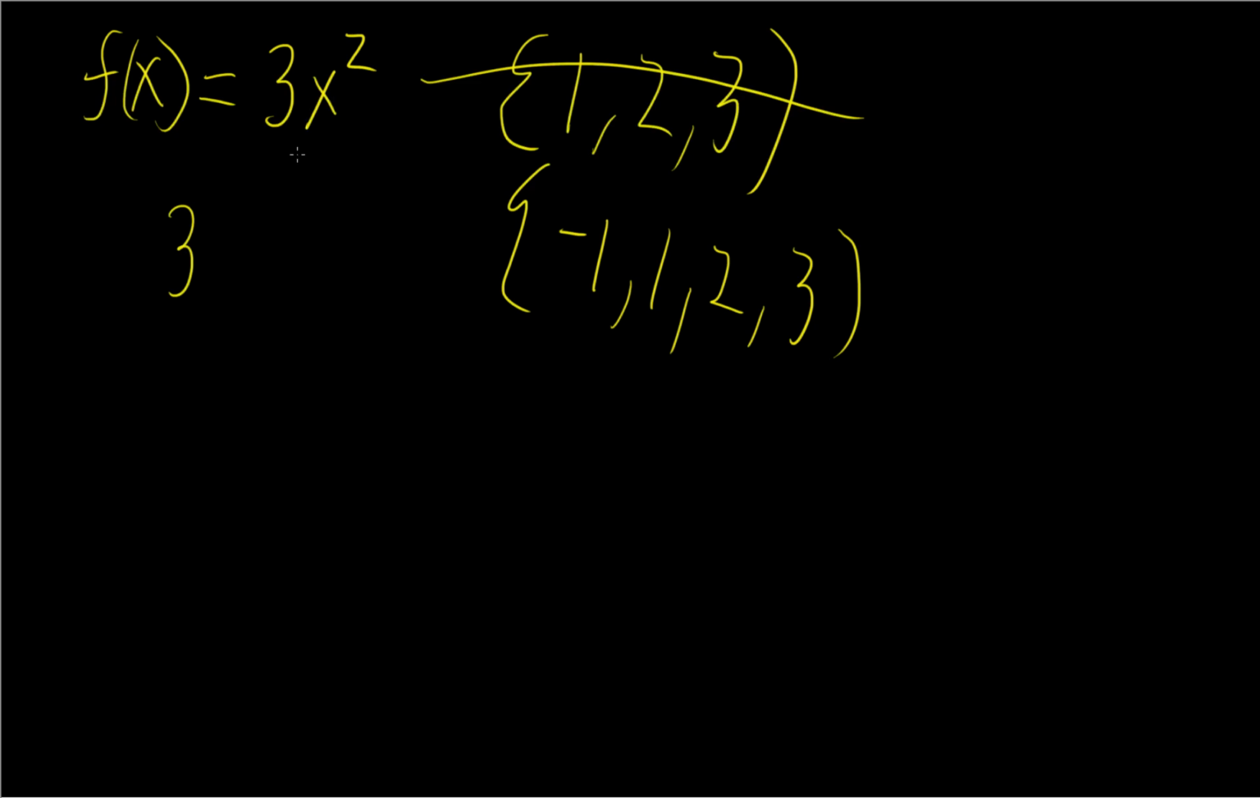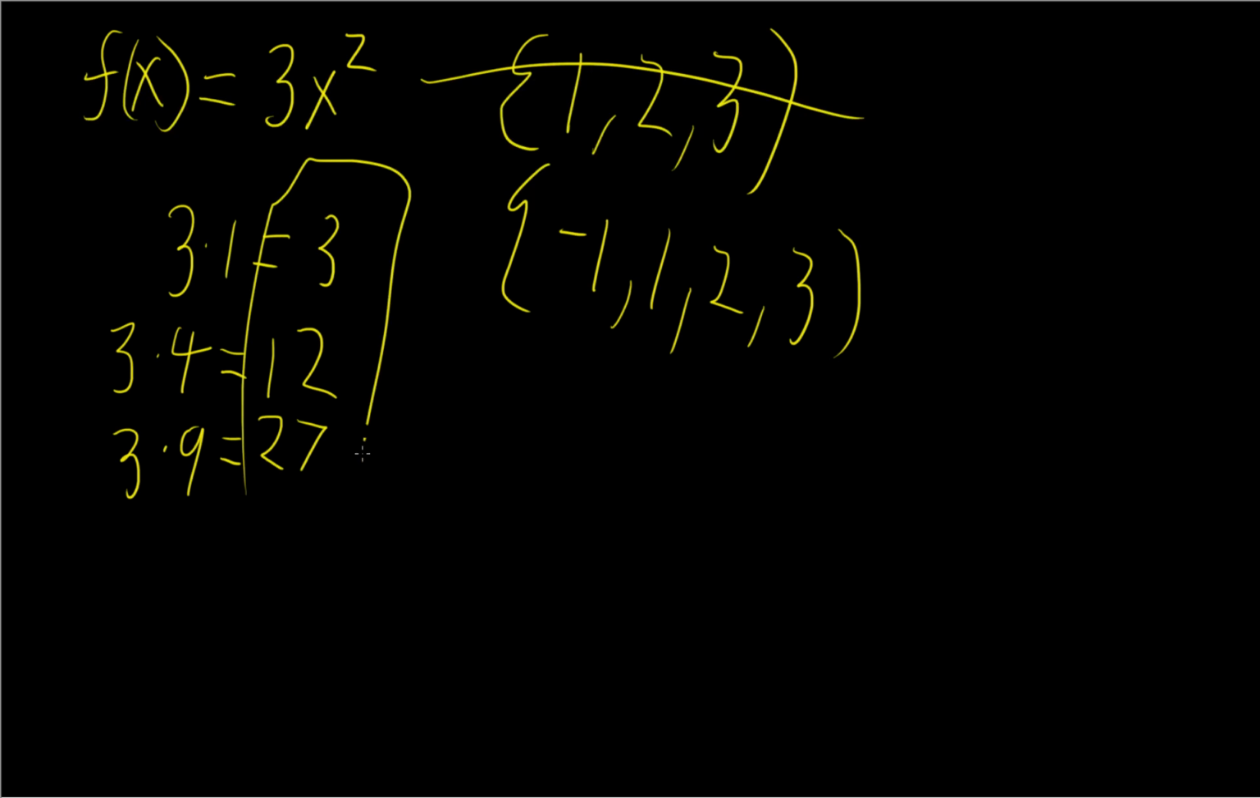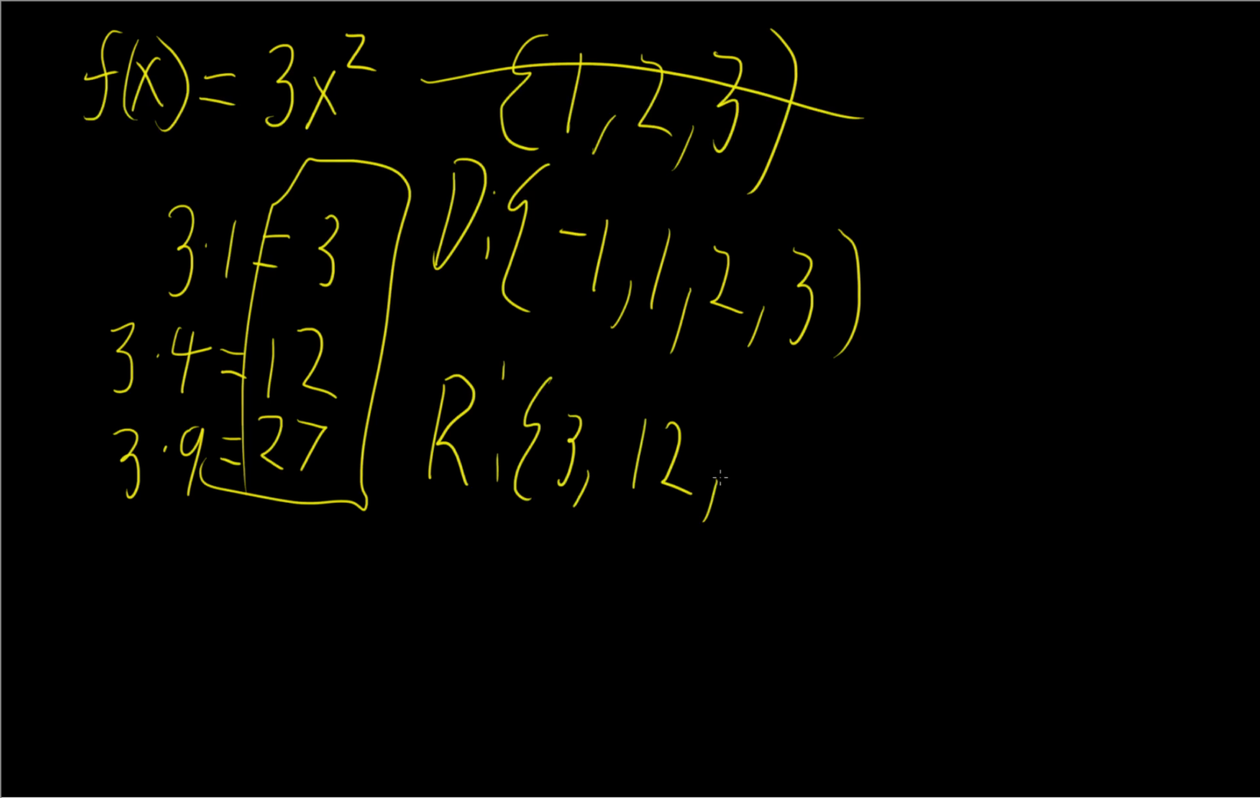3 times 1 is 3. 3 times 2 squared. So there's 3 times 4 is 12. And 3 squared is 9. So 3 times 9 is 27. So our possible values are 3, 12, and 27. That is my range. So my domain is this, and my range, given my domain, is 3, 12, and 27.